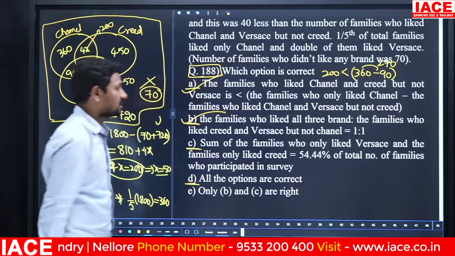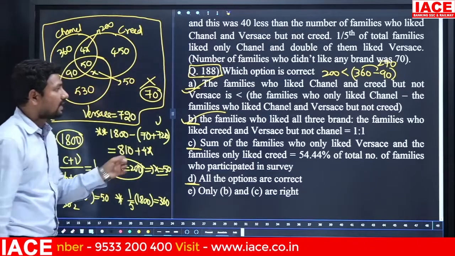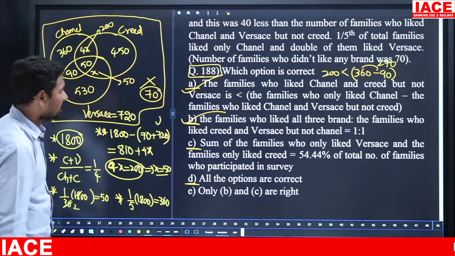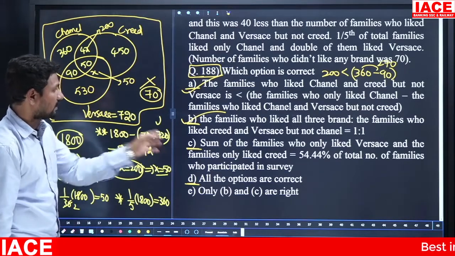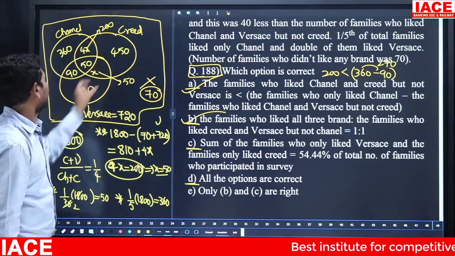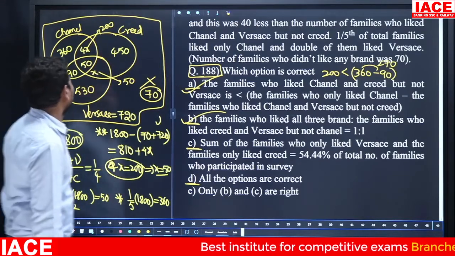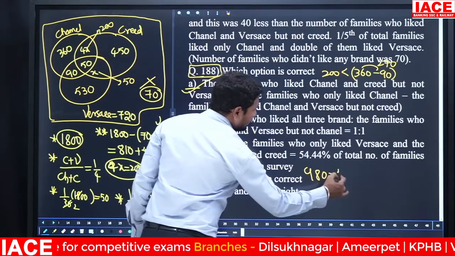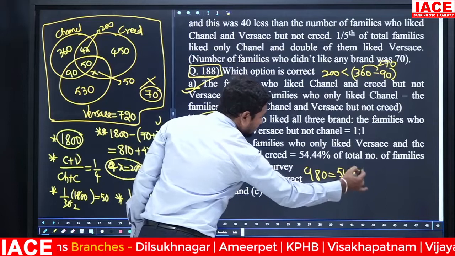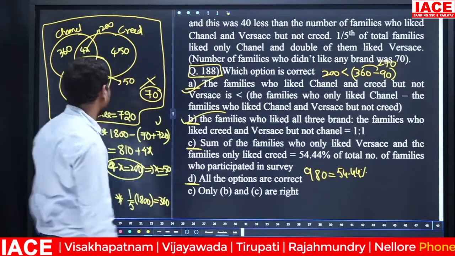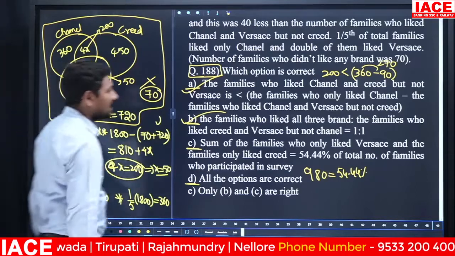Next, the sum of the families who only liked Versus is 530, and the families who only liked Creed is 450. 530 plus 450 is equal to 980. 980 is 54.44% of the total number of families who participated in the survey. The number who participated in the survey is 1800.